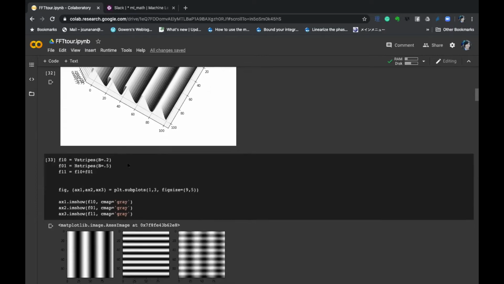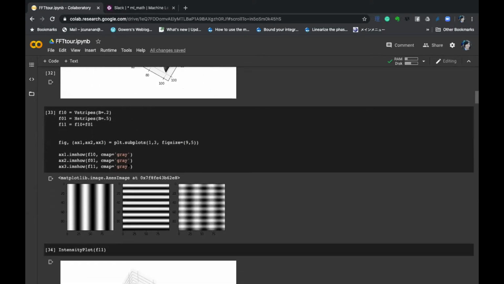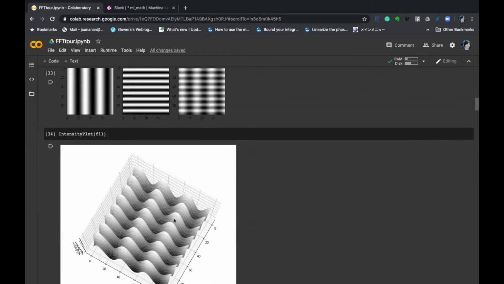I named it F10 to mean frequency that changes in the X and doesn't change in the Y. What I mean by changes in X is that if you move your finger from left to right, you feel there's a change. If you move it up and down, there's no change. So F01 would be this photo, and the combination would be some grid, which in 3D would look like this.